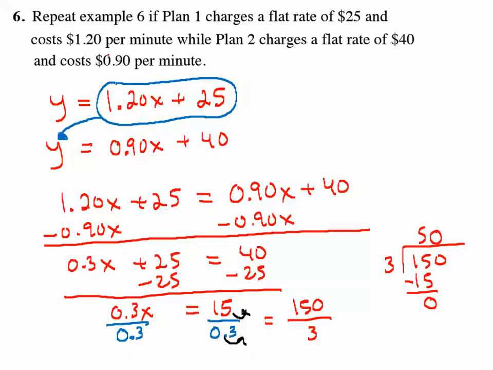50. So real quick here, can you give me an English sentence that makes sense of the problem, of the number, which is 50, and the units that go with it? Give me an English sentence that includes all that in there. And I'll give you the question here. At how many minutes will the two rates cost the same amount?